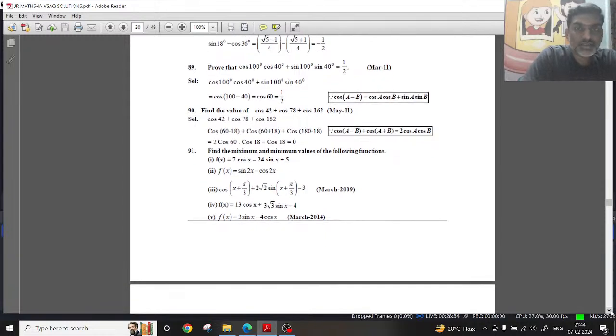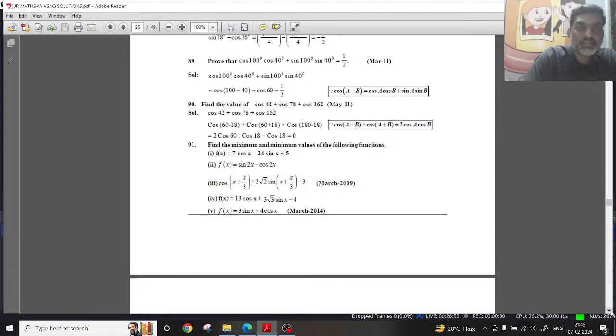Question number 90, cos 42 plus cos 78 plus cos 162. 42, 78, 162. Try to express everything in the same value, like 60 minus 18, 60 plus 18, 180 minus 18. And apply the formulas like cos of a minus b plus cos of a plus b. Clear? Next one is 91.